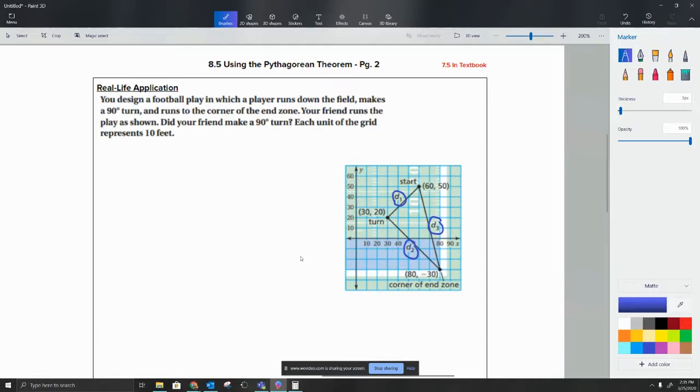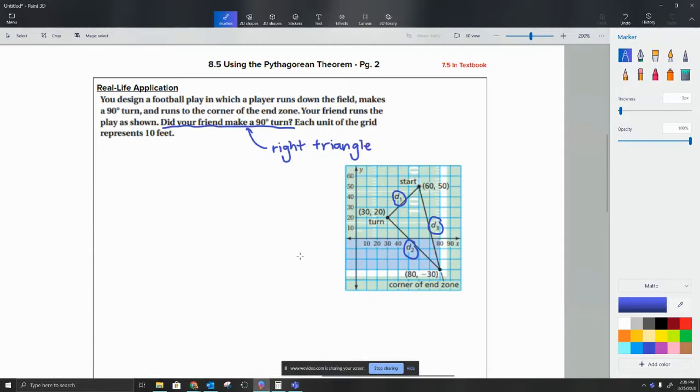It says, you design a football play in which a player runs down the field, makes a 90-degree turn, and runs to the corner of the end zone. Your friend runs the play as shown. Did your friend make a 90-degree turn? Each unit of the grid represents 10 feet. Okay, so this question right here, did your friend make a 90-degree turn? Basically, they're asking, is this a right triangle? That's basically what they're asking you.